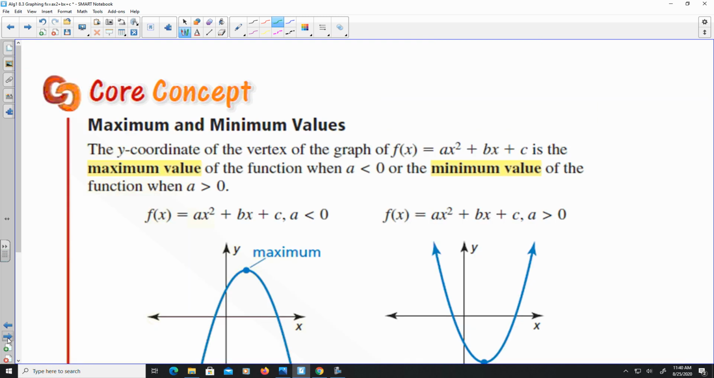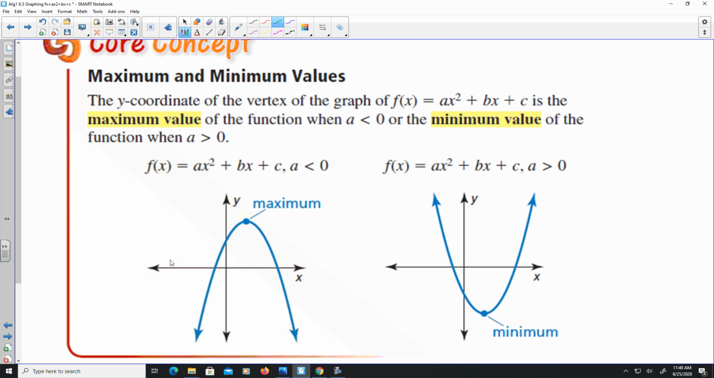The last concept that we are going to look at is being able to determine if your graph is a maximum or a minimum value. Here in this example, this is an example of a maximum value parabola, which means that the vertex is the highest point on that particular parabola. In the second example, the vertex is the lowest point on the parabola, so that is considered to be a minimum value.